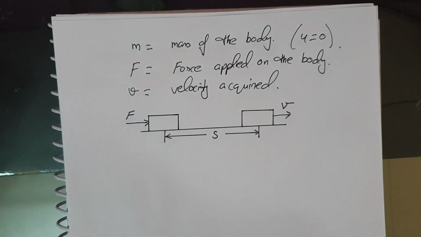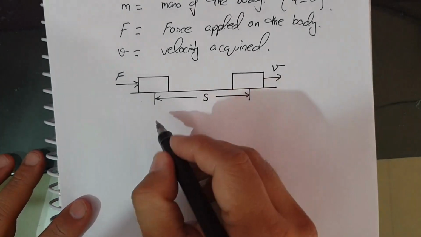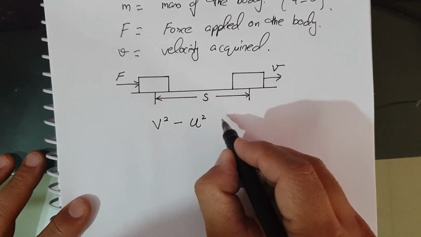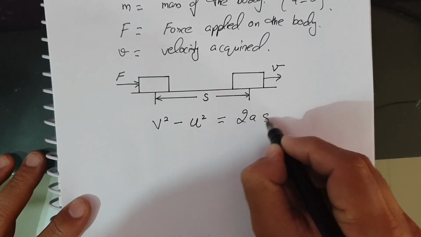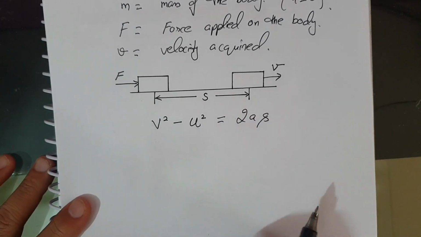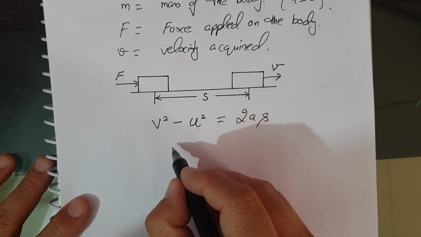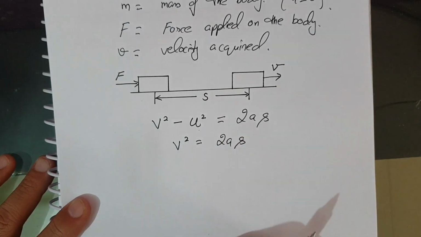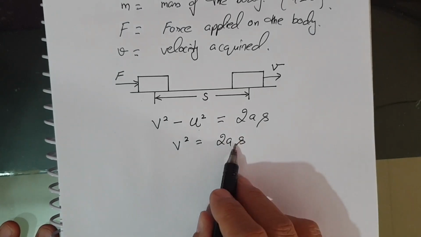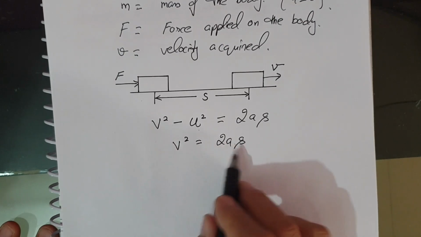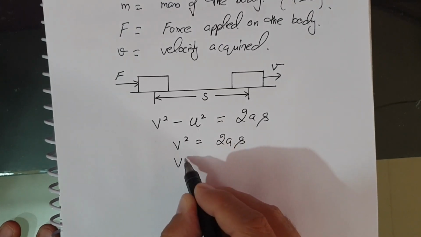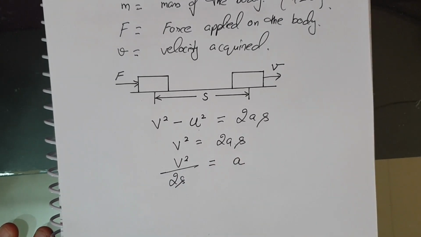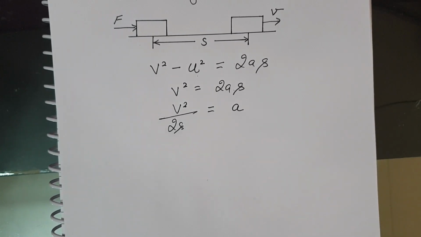Now, using the third equation of motion, we know that v square minus u square equals 2as. We know that u is 0 over here, so v square equals 2as. Now how to get a? By cross multiplication, v square by 2s equals a. This is the acceleration, v square by 2s.